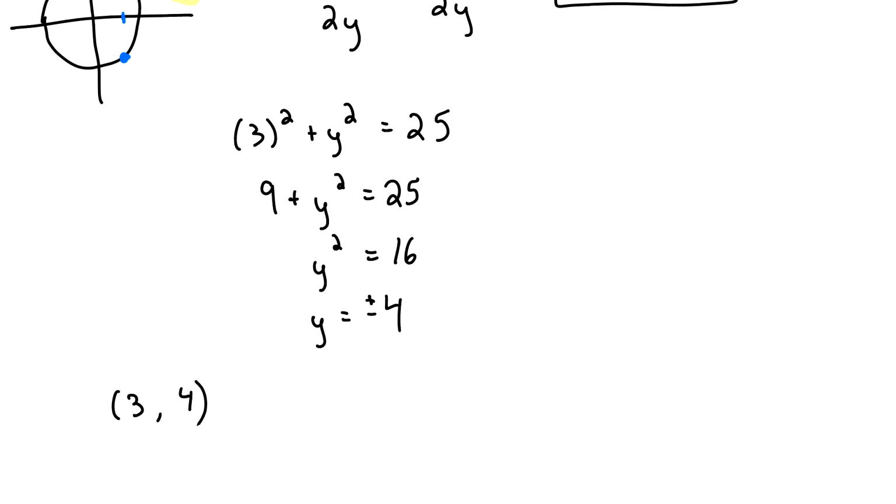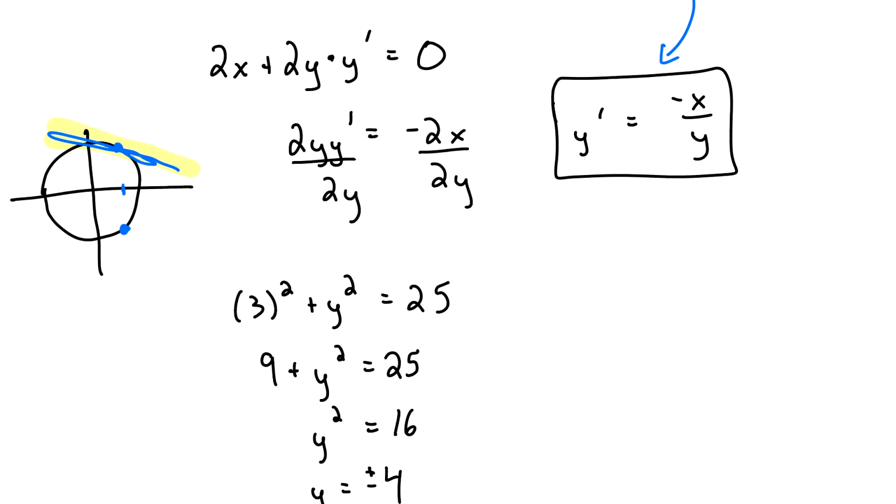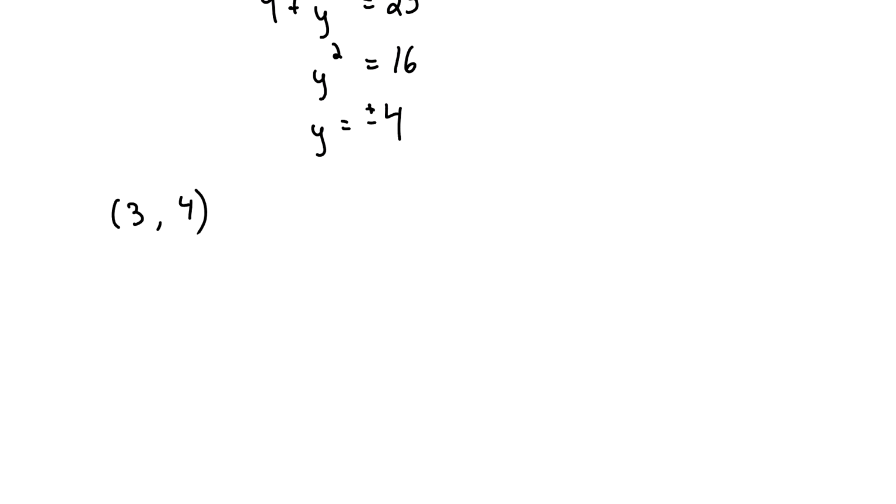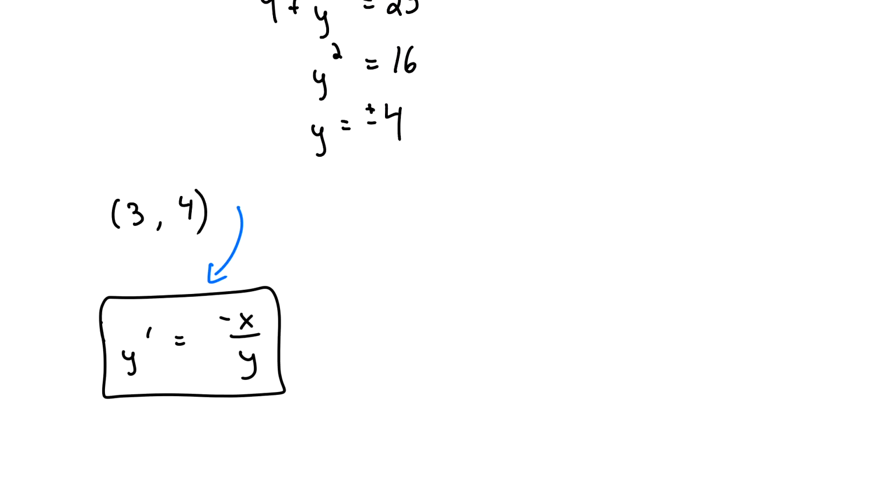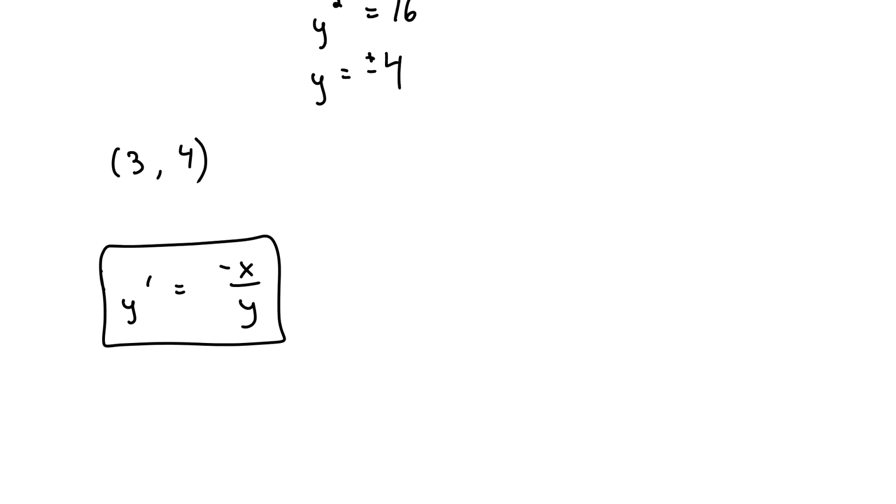So I'm going to, actually real quick, grab my derivative and bring that down here. So I'm going to work with my derivative. I'm going to take my x value and my y value and plug that into y prime. So in this case, I end up with y prime is equal to negative x, that's negative 3 divided by y, which is 4. So negative 3 over 4. This is the slope of my tangent line.